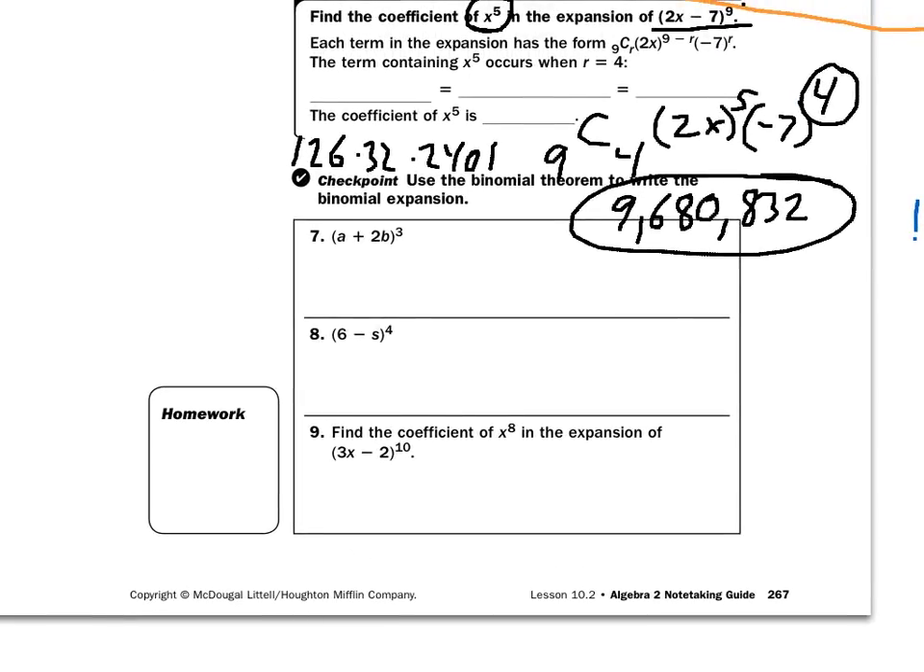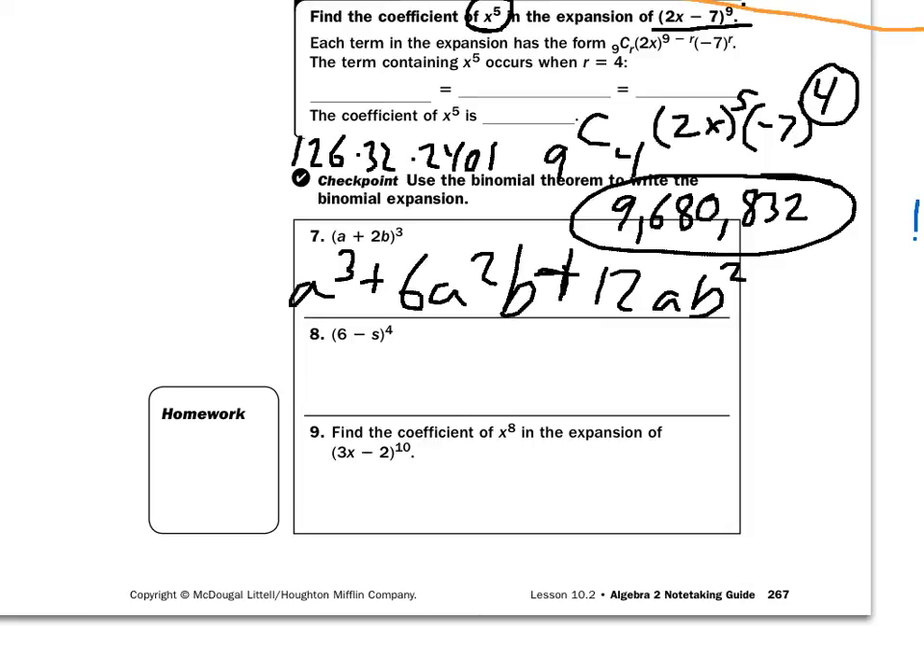All right, welcome back. I hope you were able to get a to the 3rd plus 6a squared b plus 12ab squared. That was supposed to be a plus sign, wasn't it? Plus 12ab squared plus 8b cubed. I hope you're able to follow all the steps and do that.